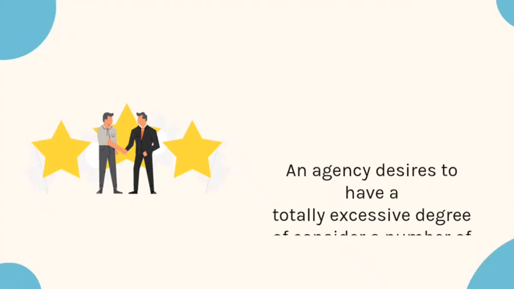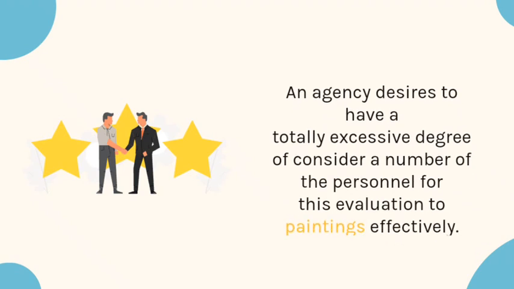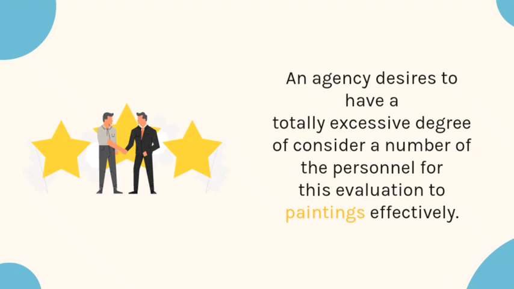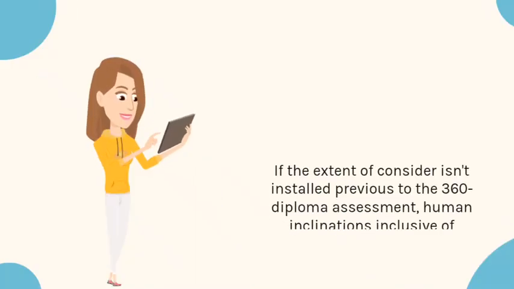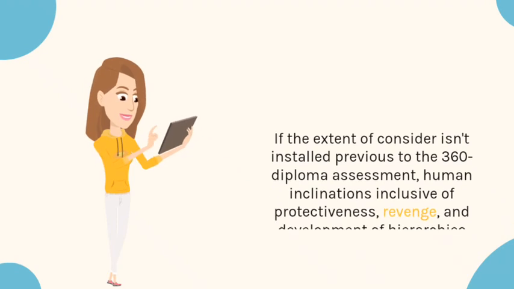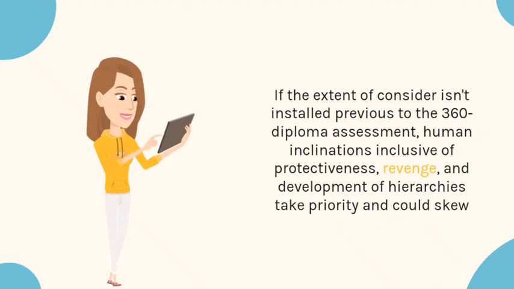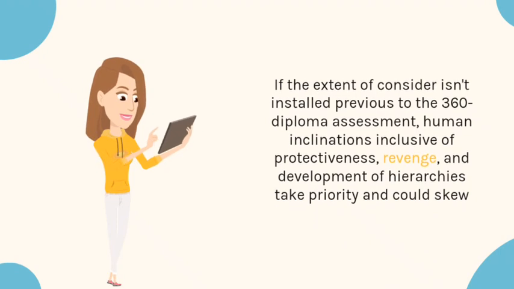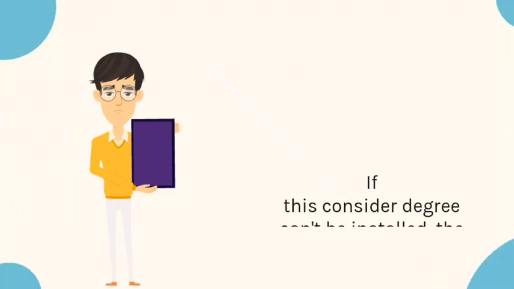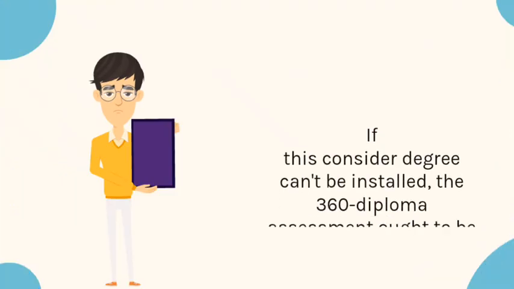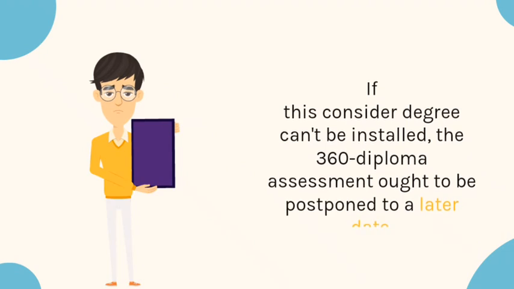An agency needs to have a very high degree of trust among the personnel for this evaluation to work effectively. If the level of trust isn't established prior to the 360-degree assessment, human inclinations such as protectiveness, revenge, and development of hierarchies take priority and could skew. If this trust level can't be established, the 360-degree assessment should be postponed to a later date.